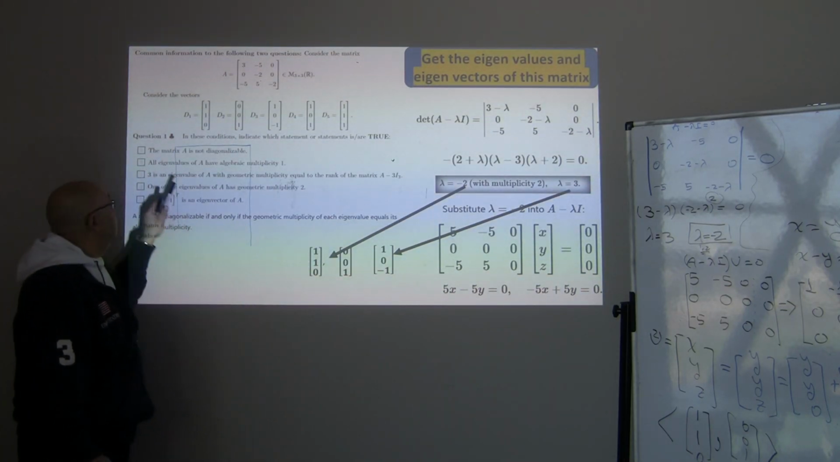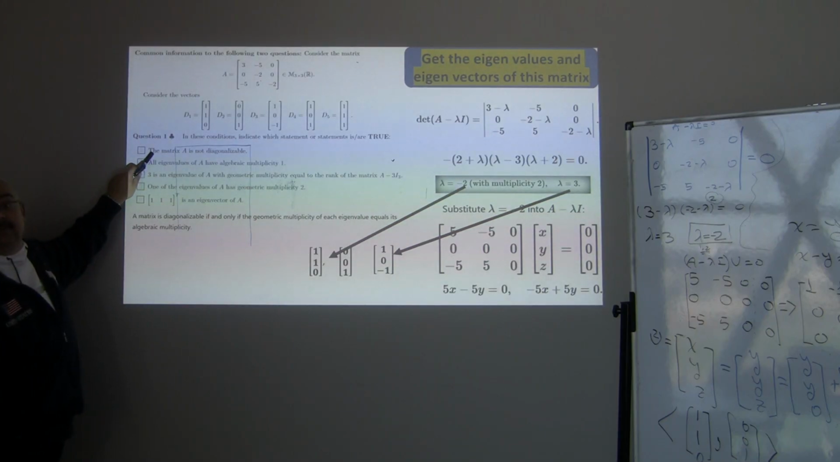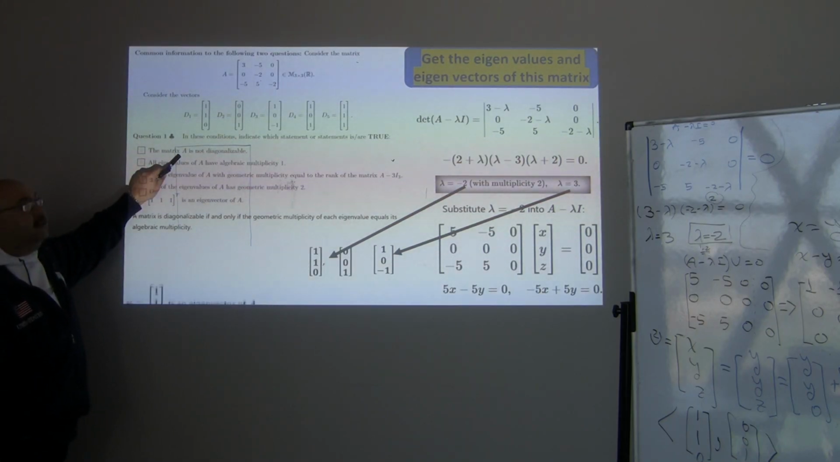So the first is not correct. He's stating it is not diagonalizable, but it is diagonalizable.